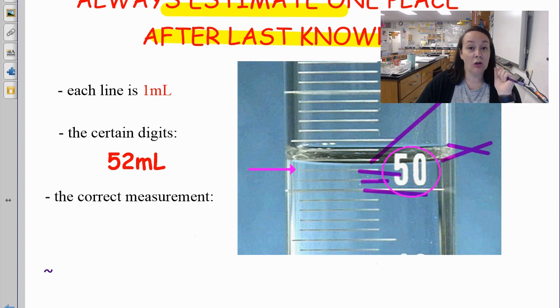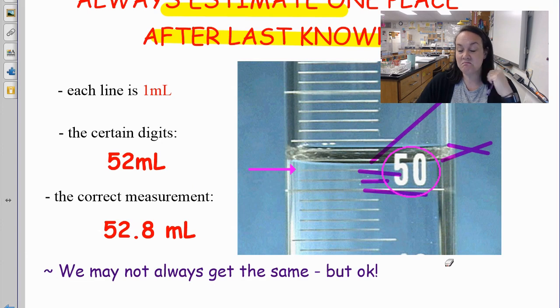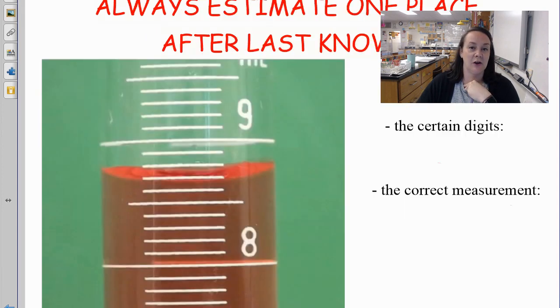Now, we might not all agree where that meniscus is. I said 52.8. Maybe it's not exactly 52.8. Maybe you think it's 52.9. Maybe you think it's 52.7. So this last number has to be there, but that's an estimation. So we don't all have to get it exactly the same. Okay, let's try that again on another one.